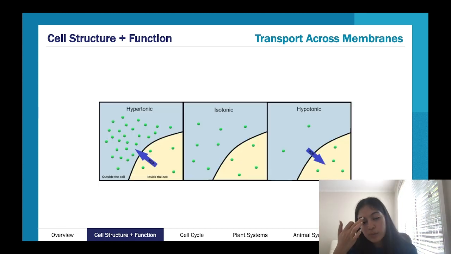Okay, so in terms of osmosis and what direction things go, you have your hypotonic, your isotonic, your hypertonic. So for this diagram, this is inside.